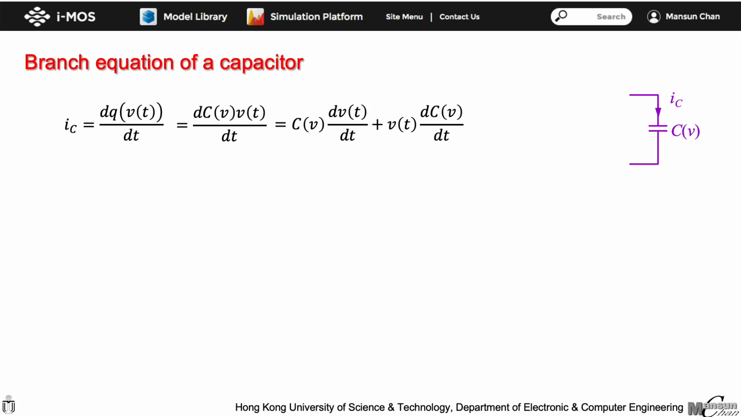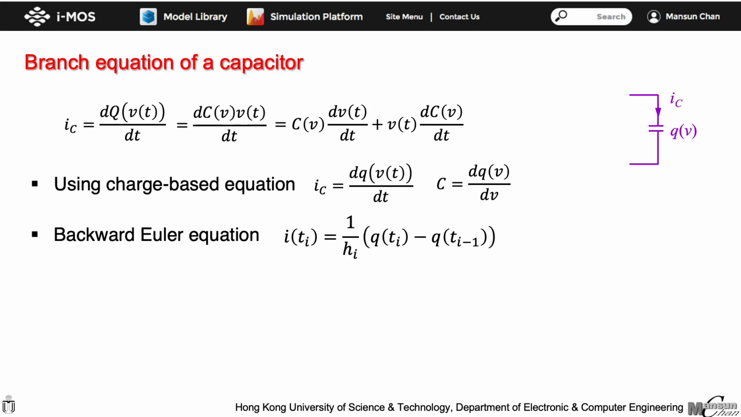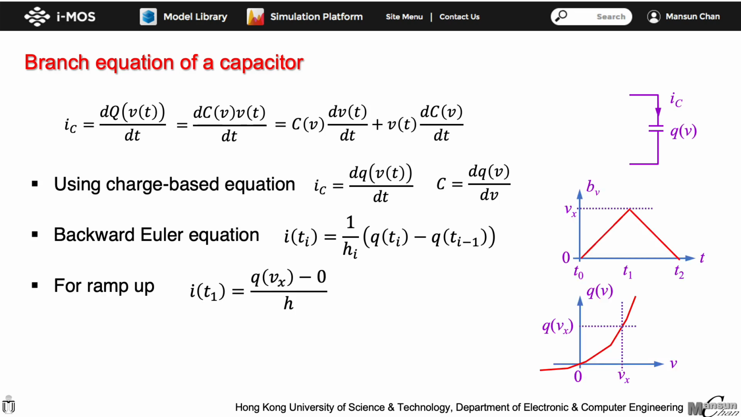So, to avoid the problem of charge non-conservation, one approach is to describe the characteristic of the capacitor in terms of the charge it contains rather than its capacitance. And we change the circuit element to what is shown in the figure here. Then, the current will be directly derived from the time derivative of the charge, and the capacitance becomes its voltage derivative. In such a case, let's study what happens when the previous ramp voltage is applied to the capacitor. By using the stored charge as the state variable, the Backward-Euler equation becomes what is given here. During ramp up, the current is then given by QVx divided by h, and the charge increment is just Q at Vx.